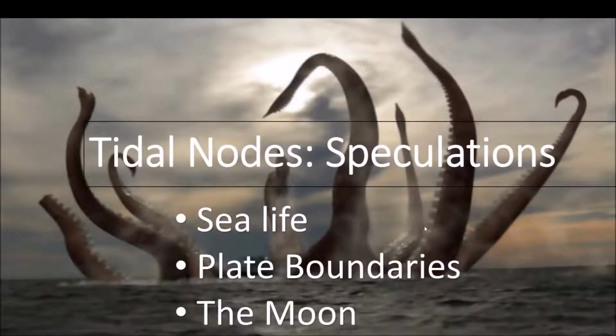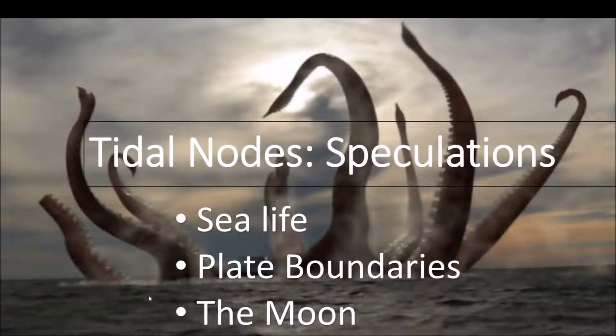I have a few speculations about what tidal nodes are. They could be a sea life living deep under the water that's affecting the movement of the water somehow. I've put in the background my favorite sea life, which is the kraken. It's a fantasy sea life because it's so giant. Nothing that giant exists that we know of. Or plate boundaries. It could just be where tectonic plates collide and where they're moving against each other. The same thing that seems to cause volcanoes and earthquakes could also be causing the tides.